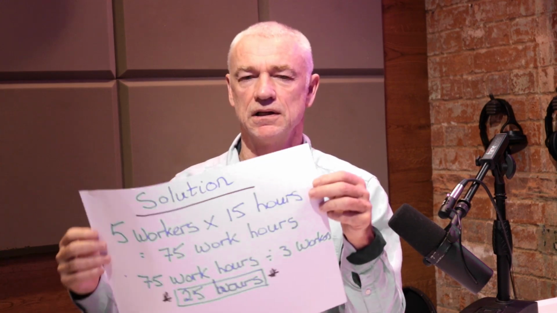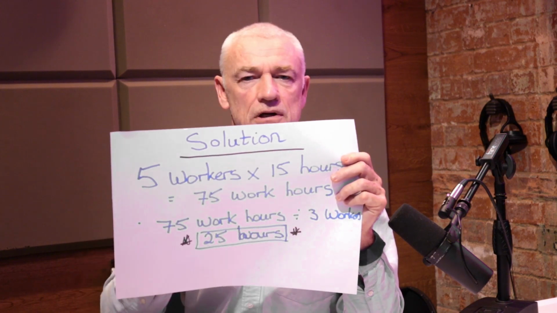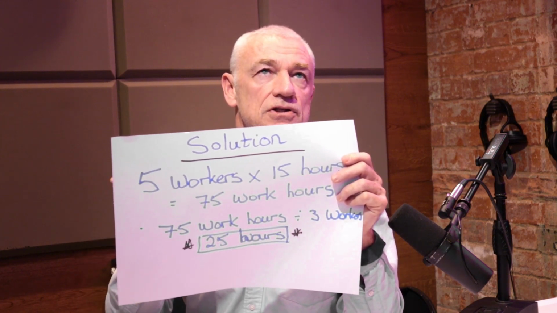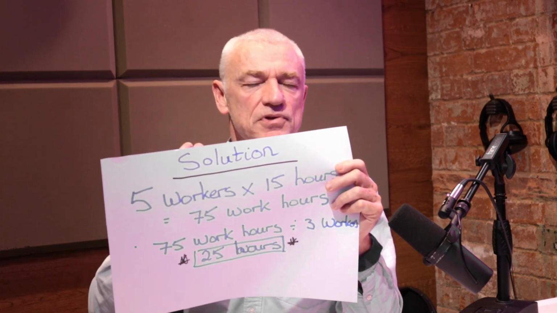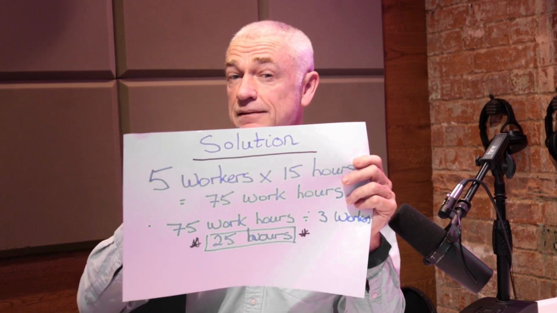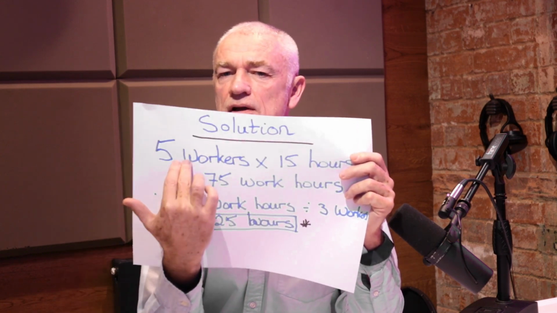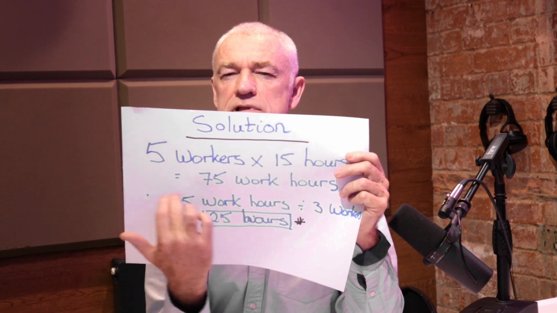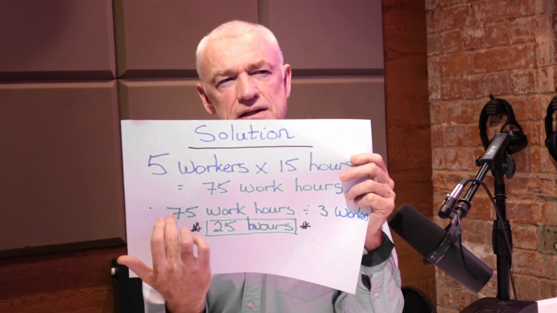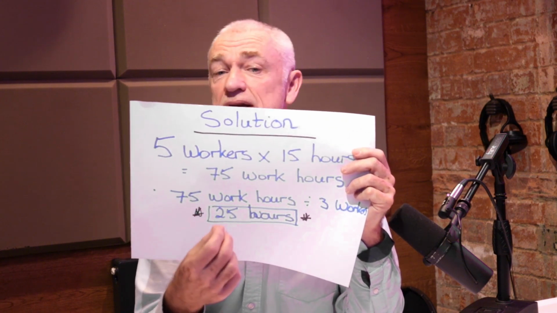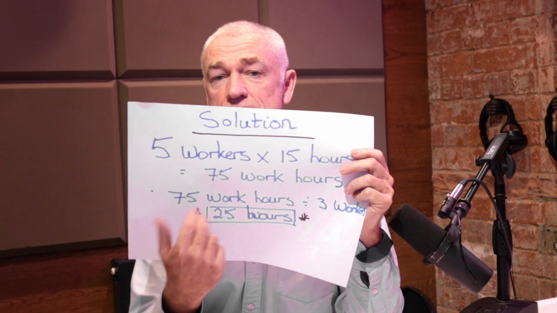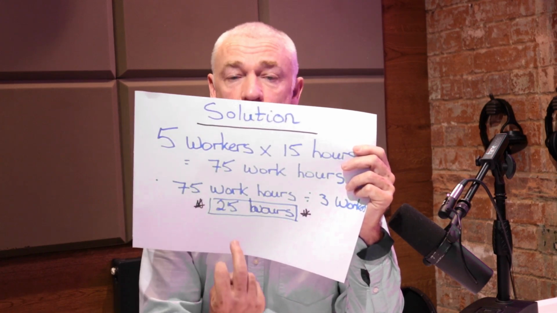Welcome back. Okay, how did you get on? So the actual answer is 25 hours. Now, some people go with the gut, some sort of guess. Some people scale down, so it's like if it takes 5 workers 15 hours, maybe it takes 3 workers 12 hours. That doesn't make sense, because if there's fewer workers, it's going to take longer. So that's what we call an inverse relationship. As one variable goes down, the other one goes up, rather than both of them going down or up.